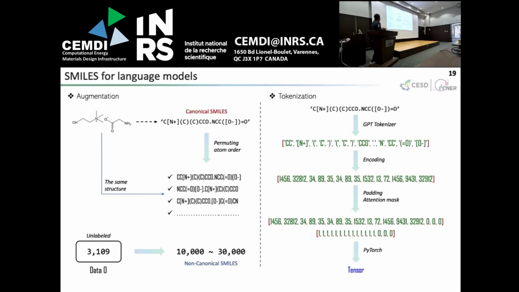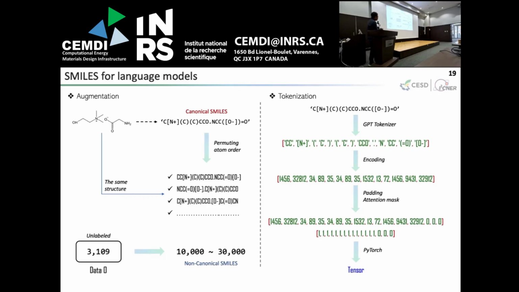And this is how we usually handle SMILES for a language model. First, we did augmentation to increase the size of our dataset, because our dataset is only 3,000. This is very small for a language model. But we can do augmentation. We can increase the number to about 10 times larger by permuting the atom order.